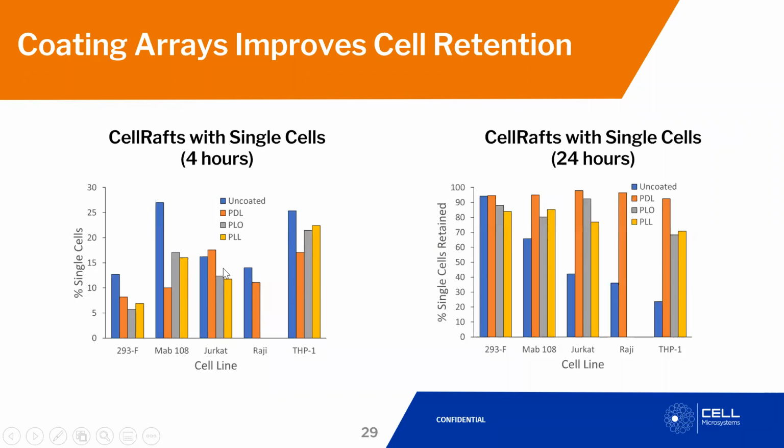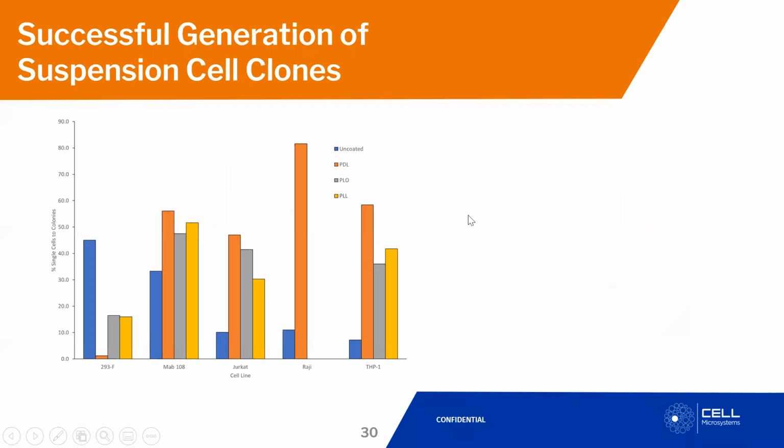Importantly, even though there were a similar amount of single cells in the uncoated arrays at 4 hours, simply due to gravity settling and transient attachment, if we looked 24 hours post-seeding, you can see, particularly for the Jurkats, the Raji, and the THP1 cells, there's a dramatic retention of the cells in the coated as compared to the uncoated. So with the uncoated reservoir, only about 20 to 30% of the cells were still there after 24 hours, whereas over 90% were there for the coated reservoirs. And again, the 293s are the outlier here. Uncoating was actually just fine for them, and the coatings were actually more detrimental than helpful.